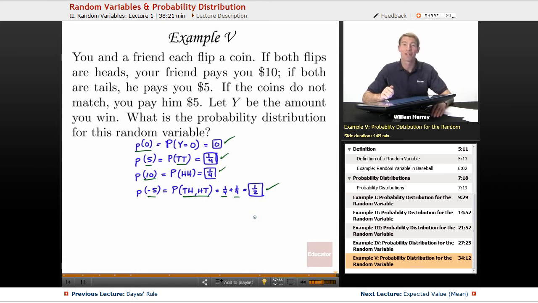So that's how we calculated each one of those probabilities for each one of those payoffs, and that's considered to be the probability distribution for this random variable. So that's our last example, and that wraps up this lecture on random variables and probability distributions.